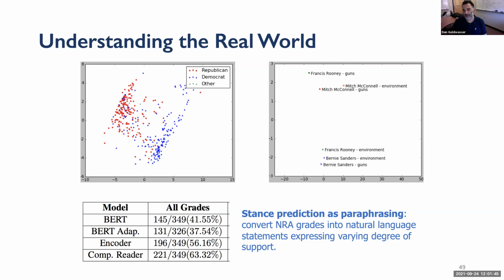We replaced the grades like A, B, C, and so on with a statement, very supportive of gun control or very unsupportive of gun control, and looked at which politician matches the statement in the best way. Our performance here, there's still some way to go. We're able to get to around 63% accuracy, but compared to a BERT-based approach that just relies on lexical similarity, we're doing much, much better.